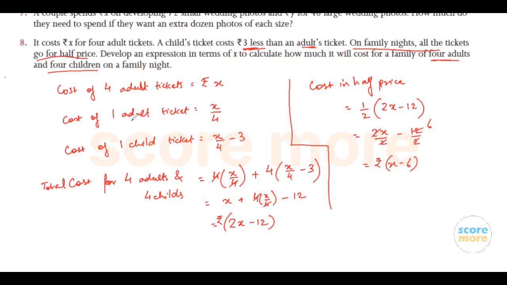पहले हमने फाइंड किया 1 एडल्ट टिकट का प्राइस, फिर हमने फाइंड किया 1 चाइल्ड टिकट का प्राइस. आफ्टरवर्ड्स हमने दोनों को मल्टीप्लाई किया 4 से बिकॉज दे आर 4 एडल्ट एंड 4 चाइल्ड. उसके बाद हमें कंडीशन गिवन है कि फैमिली नाइट्स पे ऑल द टिकट्स गो फॉर हाफ प्राइस. तो हमने जो भी कॉस्ट आई थी उसको हमने 2 से डिवाइड किया एंड वी गॉट अवर फाइनल आंसर. नाउ मूविंग ऑन टू क्वेश्चन नंबर 9.